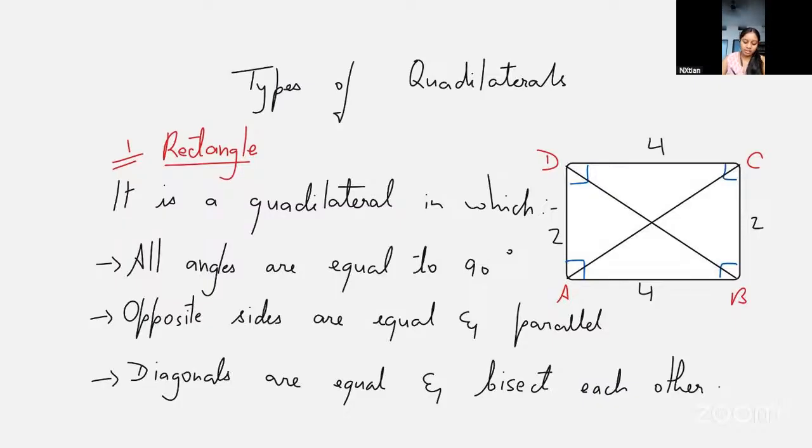If one diagonal, the line AC, is 3.5 centimeters, then the line BD, the other diagonal, will also be 3.5 centimeters. It means both the diagonals are equal in measure. They are equal and they bisect, meaning cut each other. That is your rectangle.